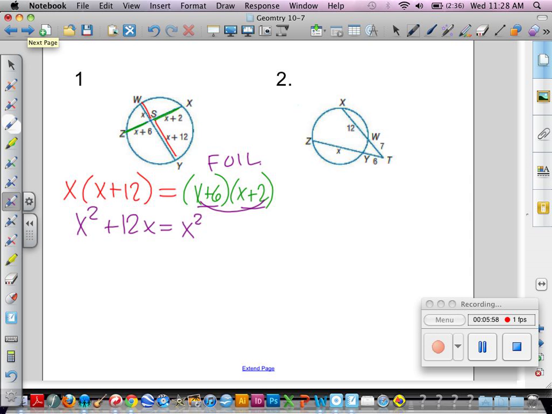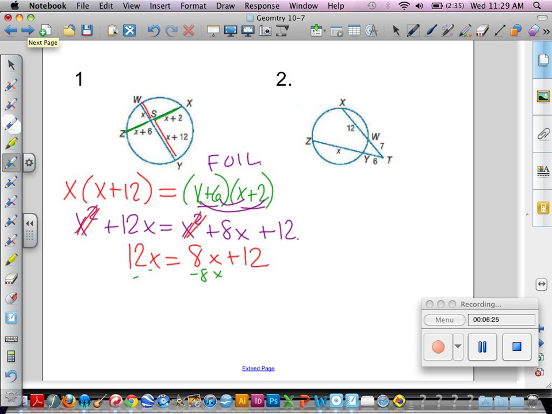X squared, I've got my 2x and my 6x, so I'm going to write 8x down, and then plus 12. Working on my algebra, my x squares, one on each side, so they're going to cancel. Leaves me with 12x equals 8x plus 12. Get your x's together. That gives me 4x equals 12, x equals 3.